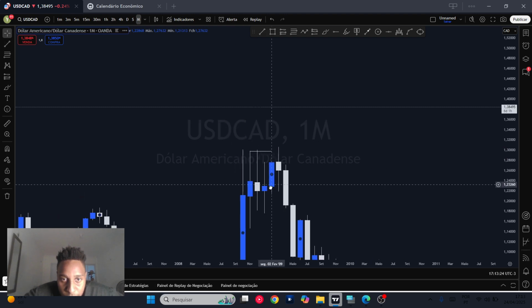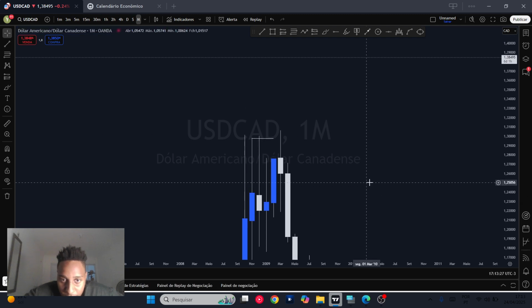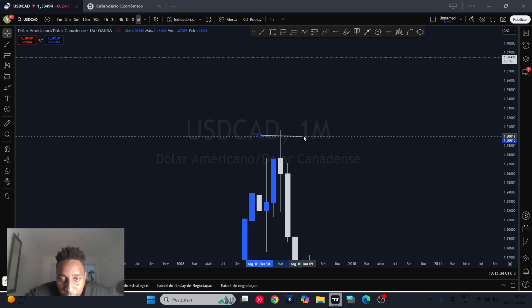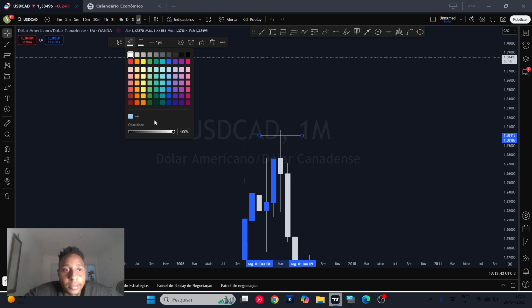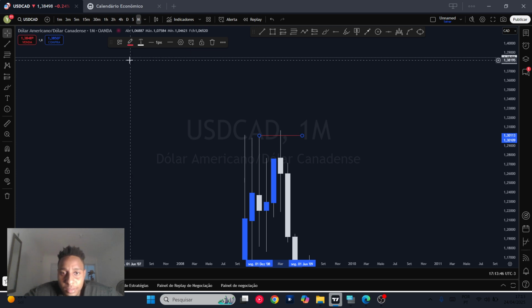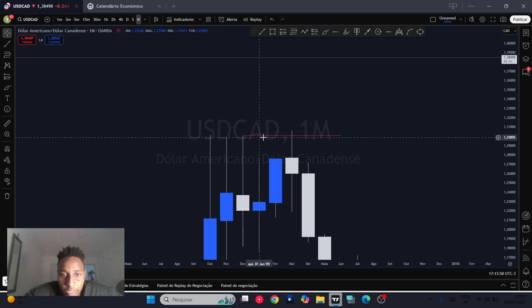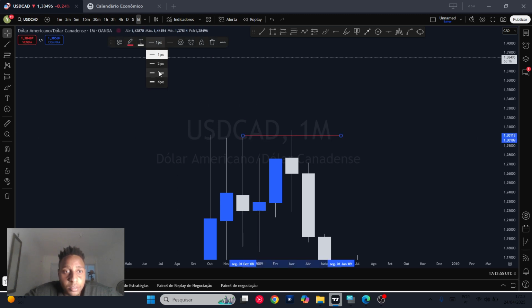No, I will not use this high. I will use this high right here. See this high right here? This is the high of December. This high right here, I will mark as red just for us to see well. Can you see it? I believe you can see it. I'll make it a little bit thicker for us to see well, right?